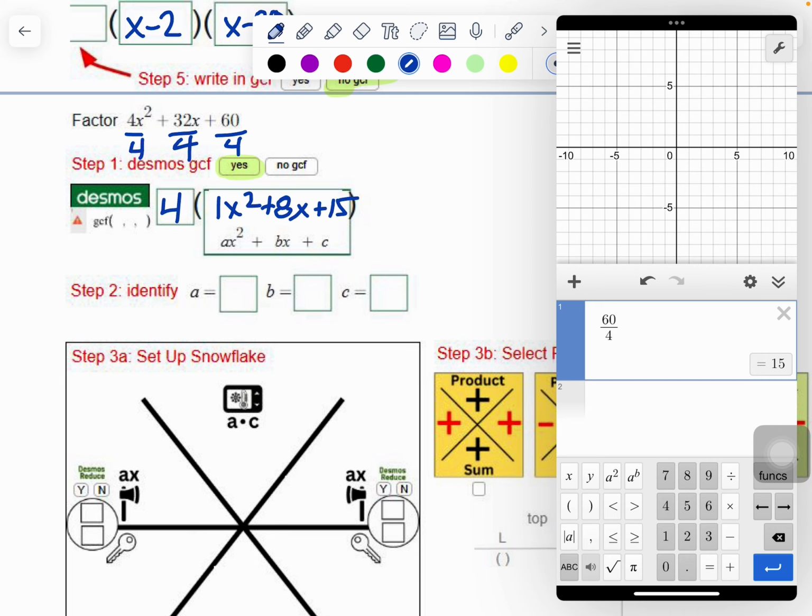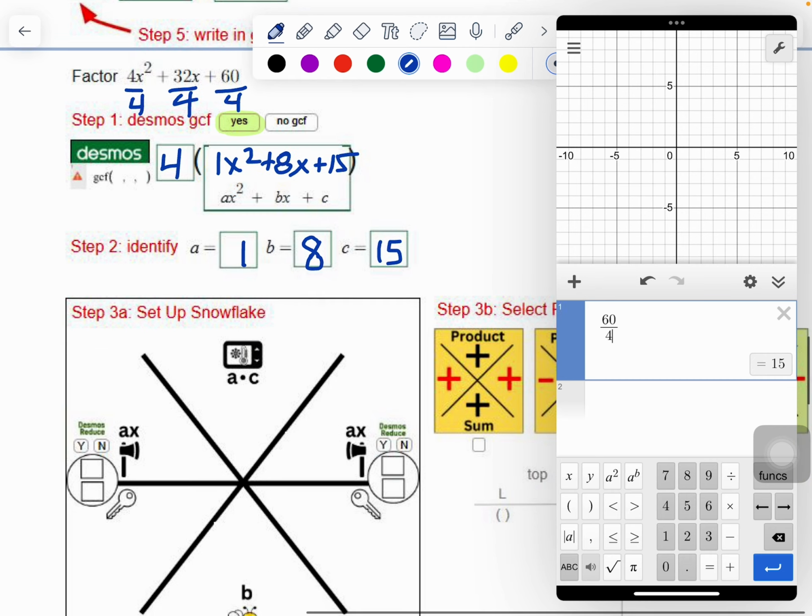All right, so now we find step 2. Let's identify our A, B, and C. Well, remember, A is whatever number is connected to x squared, so our A is 1. B is whatever number is in front of x, just the x, and that's positive 8. And then C is whatever constant that doesn't have x at the end. So our constant here is positive 15. All right, we got our A, B, and C.